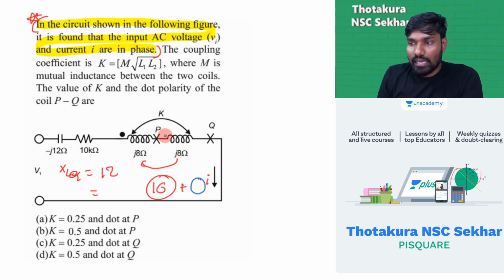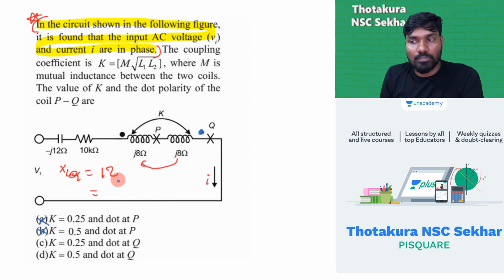So if I have a dot here, then it will be positive coupling. So dot cannot be here. Dot can be only at this point. This is a dot. So option A is wrong, option B is wrong. Either of these two is right, either C or D. Okay, now which one? Let's take negative coupling.